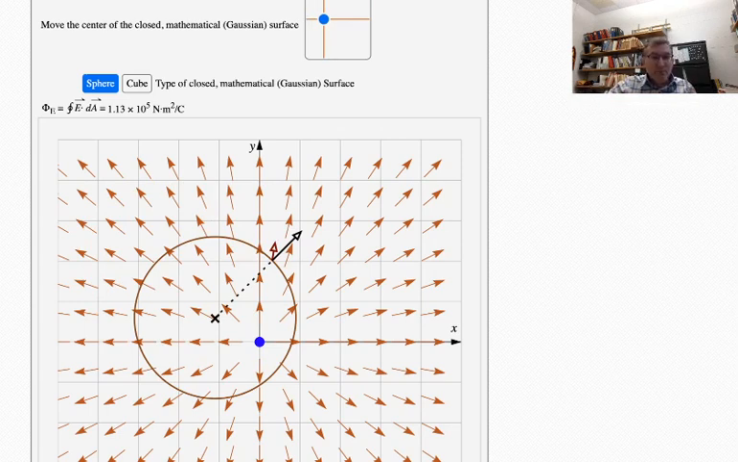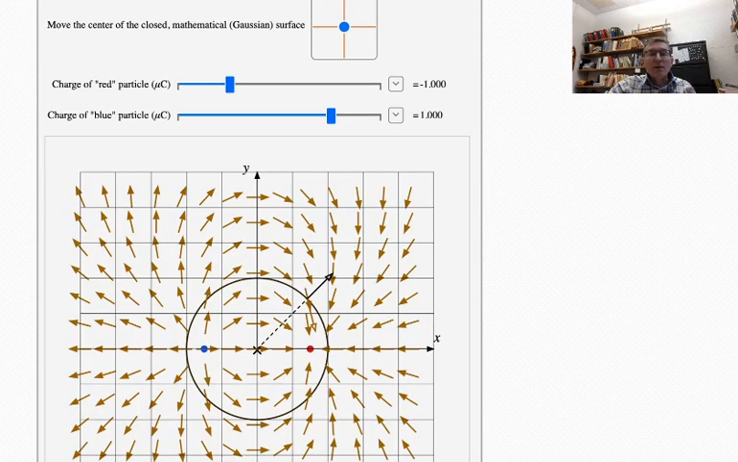Okay? All right, I want to do a little more practicing with a slightly more complicated situation. All right, now I've changed the animation. Now what I have are two charged particles, the red one and the blue one. And the sliders up there allow me to set the values of those charges. The red particle's charge, -1 microcoulomb. Blue particle's charge, +1 microcoulomb. The arrows represent the direction of the total electric field produced by the charges together throughout the xy plane. And then I have a spherical Gaussian surface currently centered at the origin.